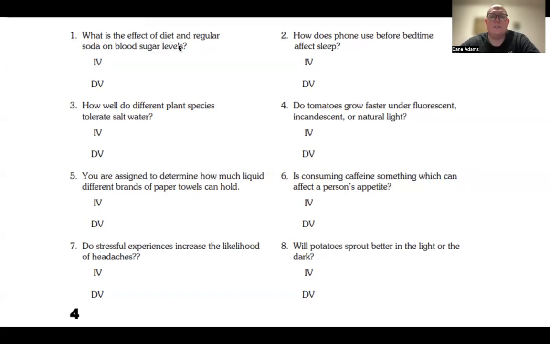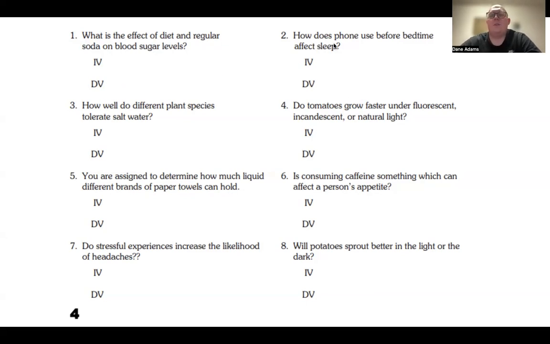In this question, what is the thing that I, as the investigator, am changing? I think it would be the type of soda. I'm comparing diet and regular soda, so that would be my independent variable, type of soda. My dependent variable is whatever is responding to a change in that type of soda, which in this case would be blood sugar levels.